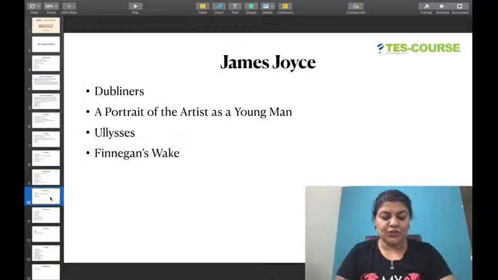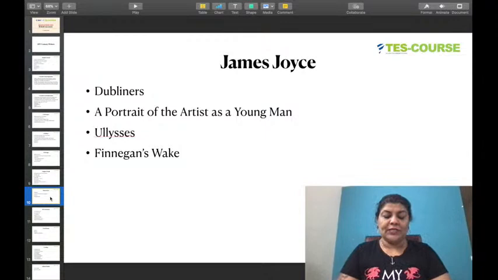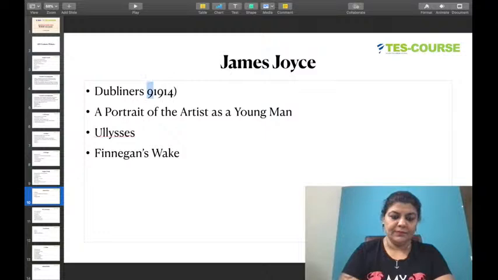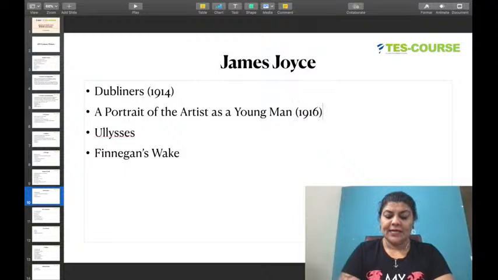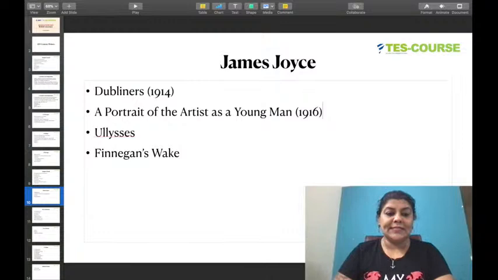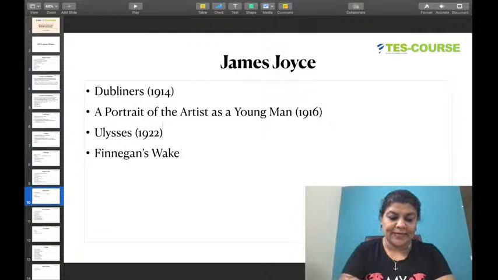Okay. Then James Joyce, born in the same year, 1882. James Joyce wrote a short story collection called Dubliners, published in 1914. A Portrait of the Artist as a Young Man was published two years later, 1916. Isn't it? And then came Ulysses in 1922. Then came Finnegans Wake.